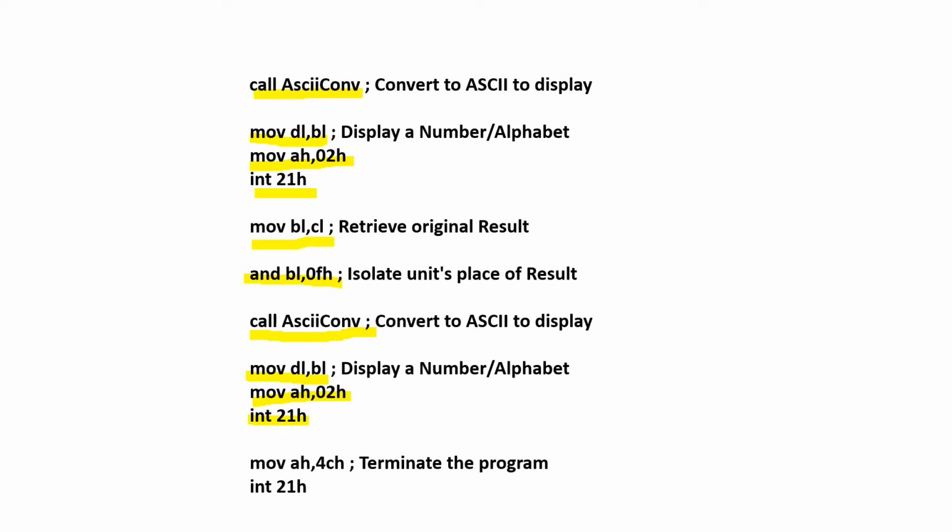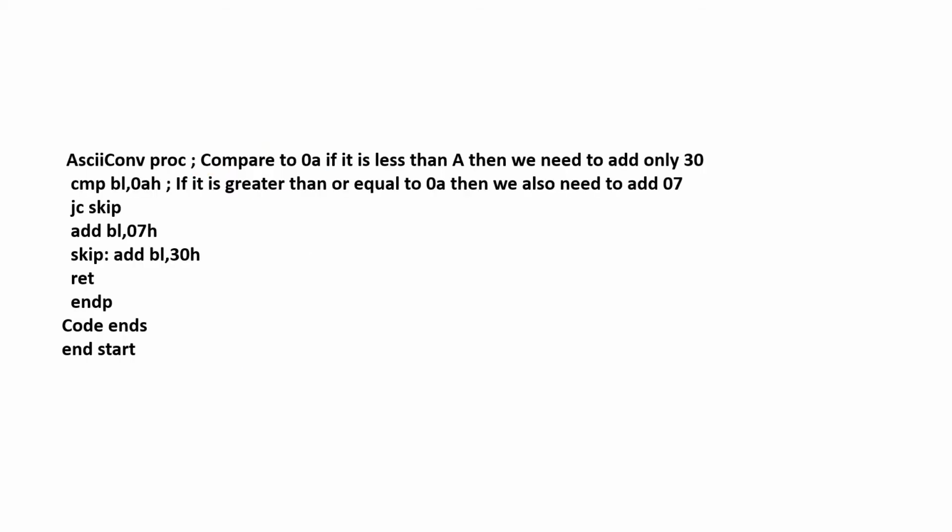The same step is repeating here using the registers. Mov ah, 4Ch, int 21h. This is used to terminate the program. Then we want to explain the loop conditions. Here we are using the ASCII converter procedure. This is used to compare with 0Ah. If it is less than A, then we need to add only 30.